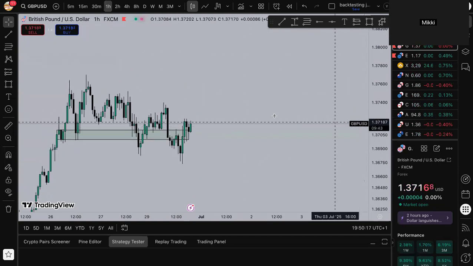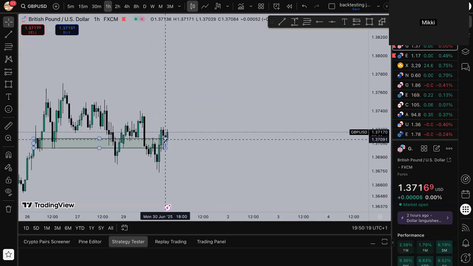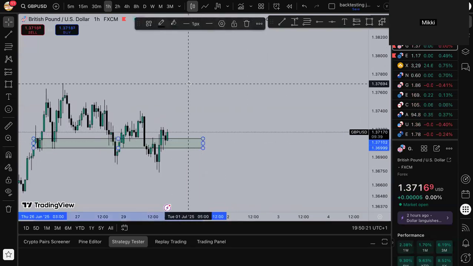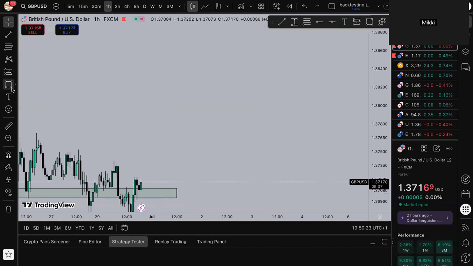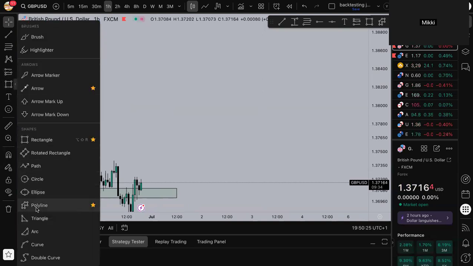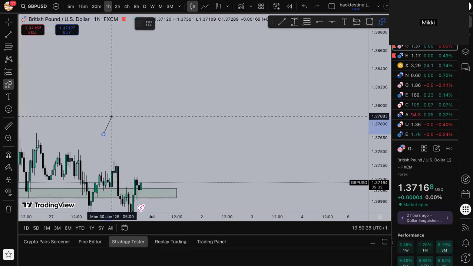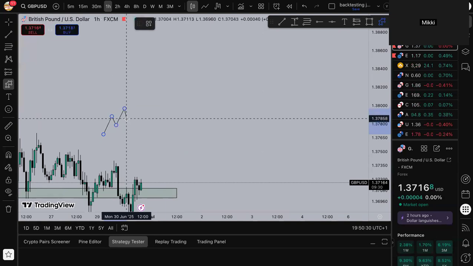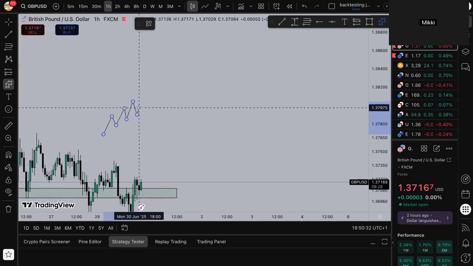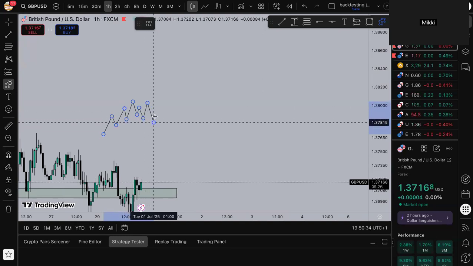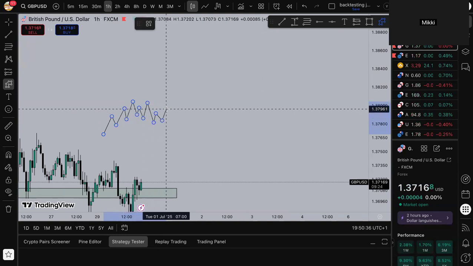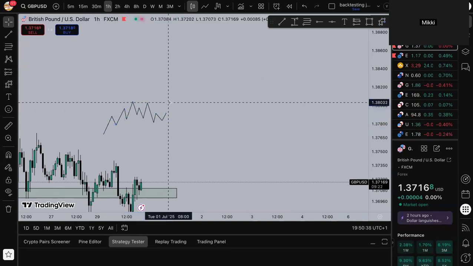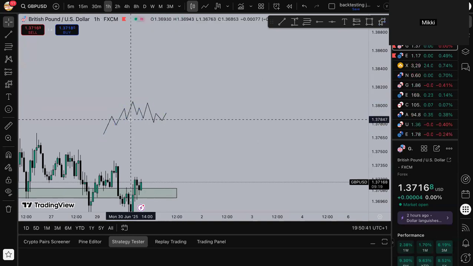Okay, market structure. I know my market structure. I know my higher highs and higher lows, and I know my lower highs and lower lows, and I know when my market is consolidating. I know my order blocks. I know my support and resistance. Pretty much, I've done a lot.